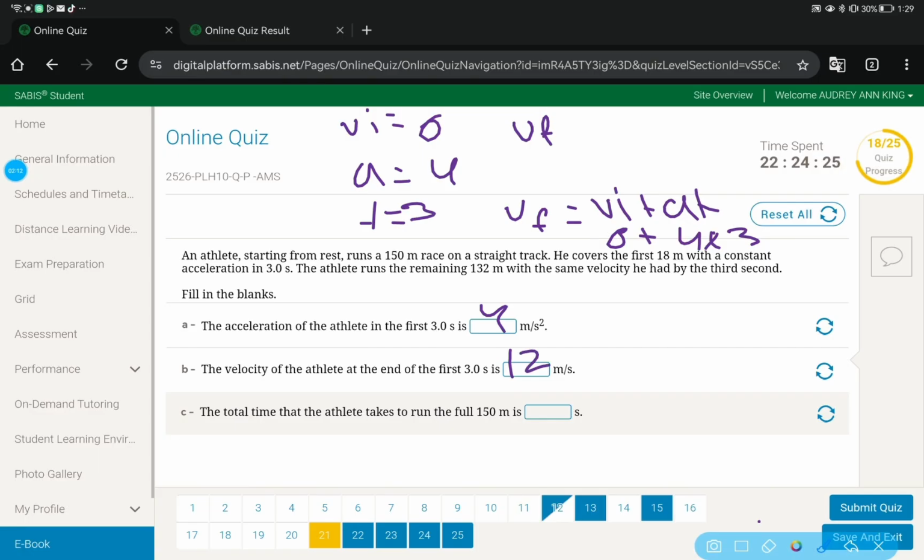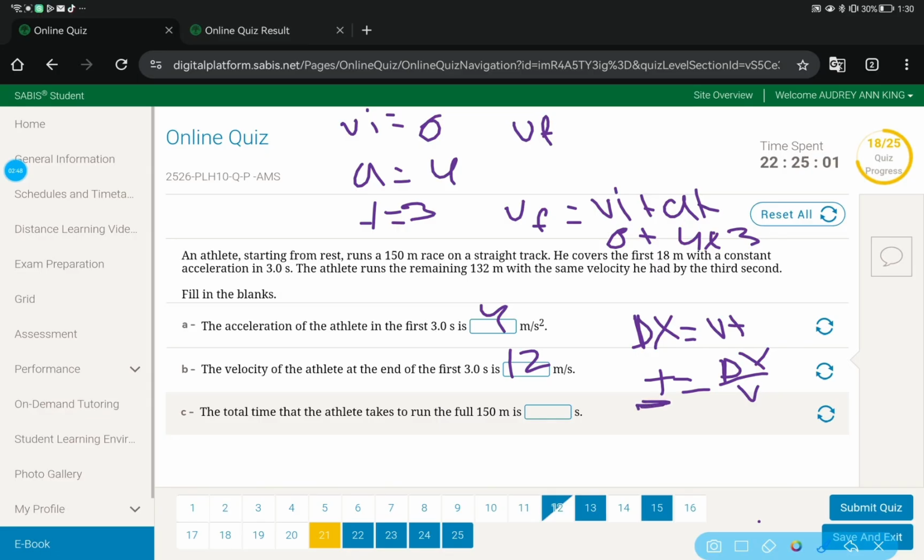The total time the athlete takes to run the full 150 meters is blank seconds. So we can use the formula displacement equals velocity times time, but we need to get the time remaining. So we switch out the time and the displacement.